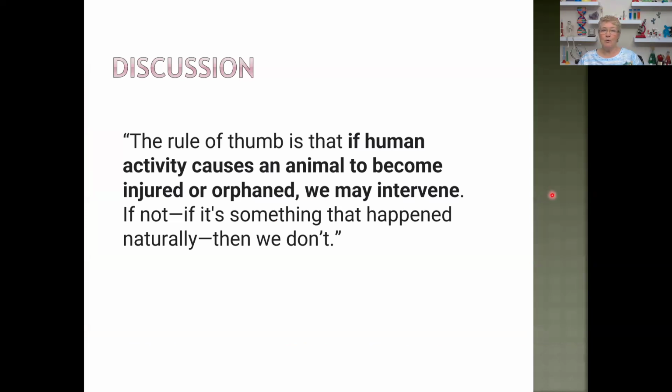So there is a rule of thumb that wildlife conservationists follow. The rule of thumb is, if human activity caused an animal to become injured or orphaned, we may intervene. If it's something that happened naturally, then we don't. What do you think of that? If we intervene now, we're not following that rule of thumb, are we? But Harmon's likely going to die if we don't intervene. So let's see what happened.